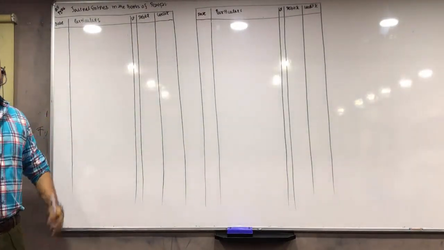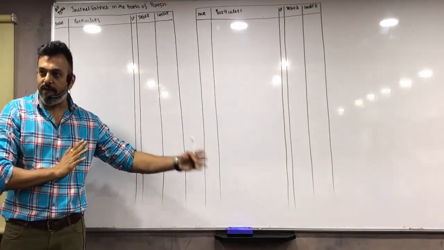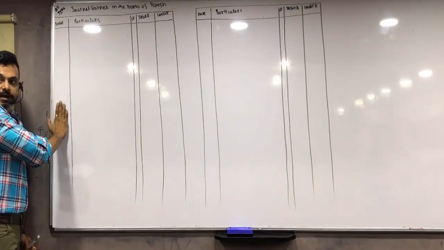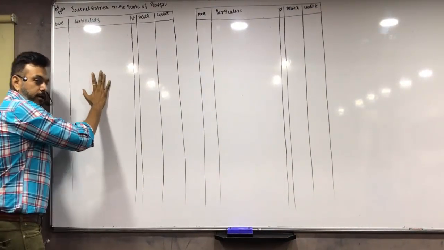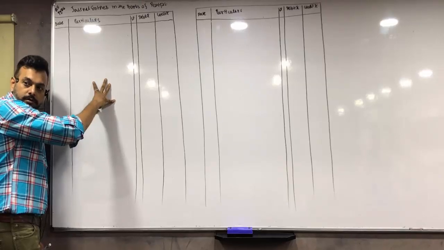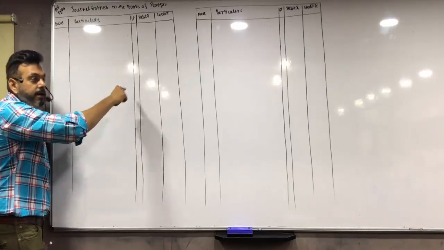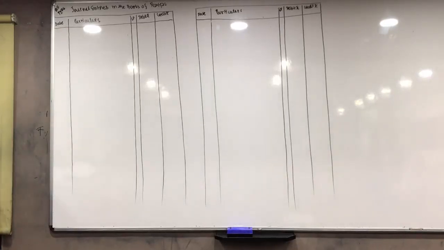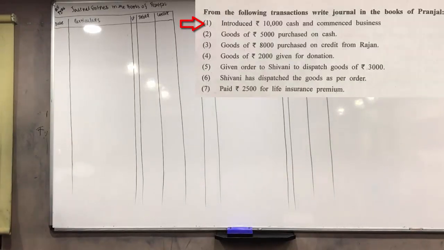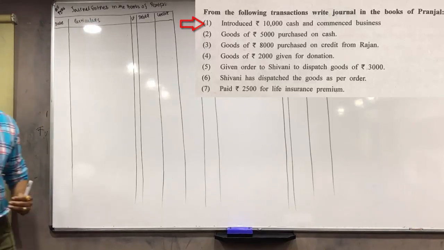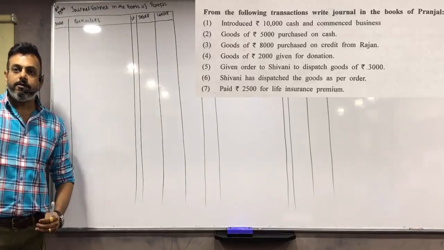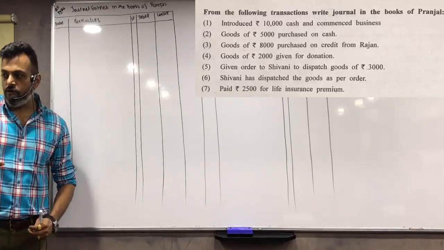Understood this? Now, the format we did in the previous lecture: instead of serial number we have date. Then particulars is the name of account. Then we had debit and credit, and debit amount and credit amount. Understood this? Okay. We start with the first one. Introduce 10,000 cash and commence business. Now, whenever you read a transaction and you have to make a journal entry, the first thing is you make two effects in your mind.